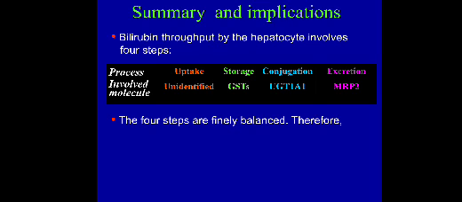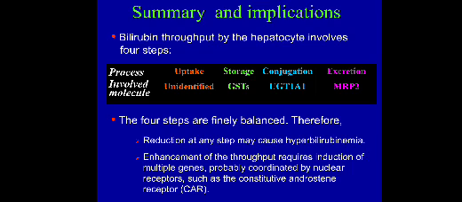The 4 steps are finely balanced, therefore reduction at any step may cause hyperbilirubinemia. Enhancement of throughput requires induction of multiple genes, probably coordinated by nuclear receptors such as the constitutive androstane receptor.